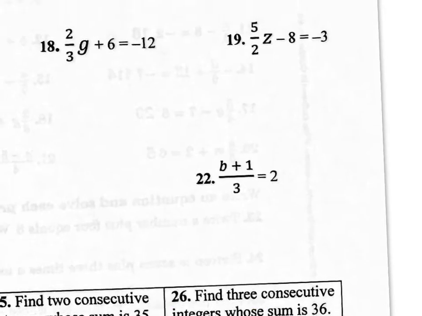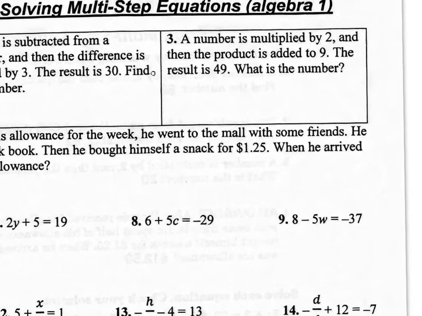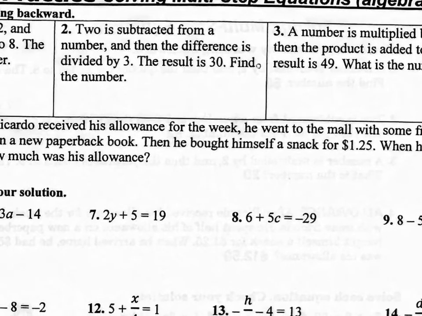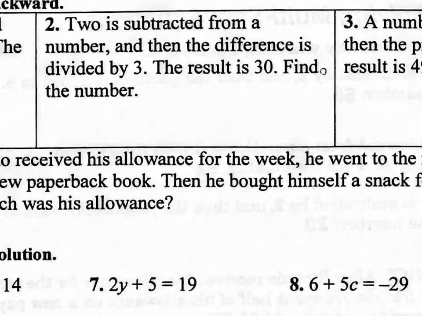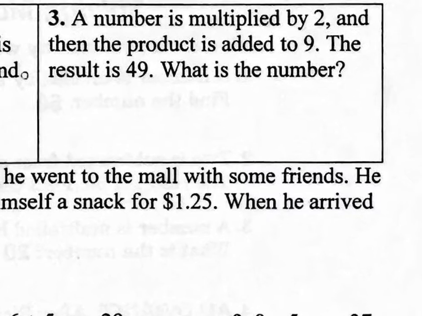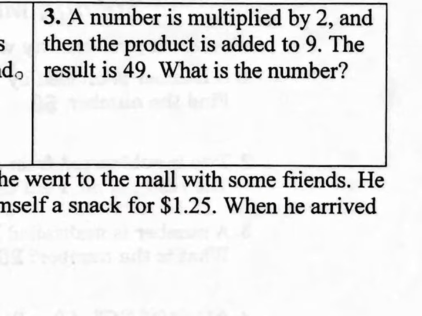How about the word problems on top? Anybody? Number 3? Why not? It says, oh, you said 3 and I go to 2. Sorry. Number 3, a number is multiplied by 2. What does that mean? 2x. Okay. And that's really the product of 2 and x. And if you keep reading, it says, and then the product, this product that we just did, is added to 9. Okay, let's just add 9.